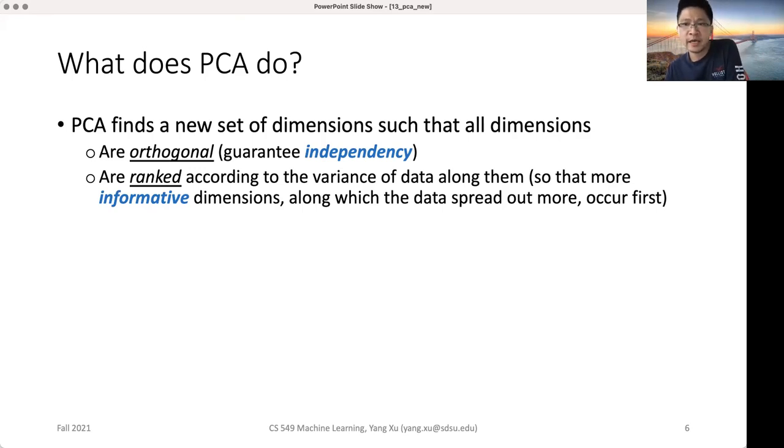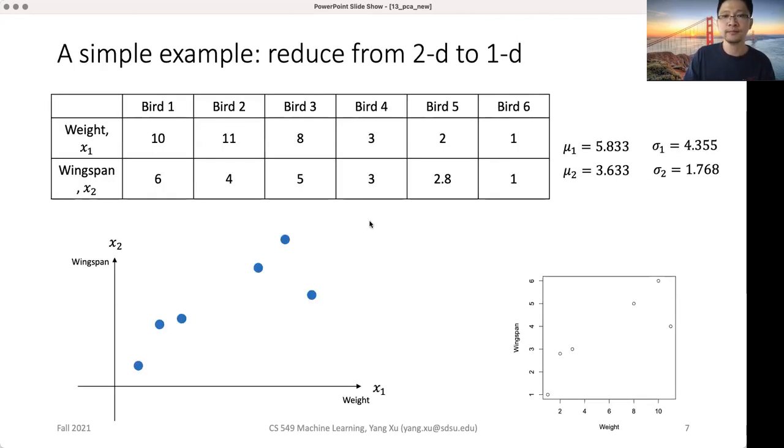So PCA can help find a set of dimensions such that all these dimensions are independent. In the mathematical language, it is orthogonal, okay? And the second feature is that the result of applying the PCA analysis is that all the features left are ranked according to the variance of data along these features, okay? So the larger variance means that the data can spread out more along that dimension, okay? So all those features will be ranked in such a style, so that we can select the top one, top two, or top three or more features as the most informative features or informative dimensions.